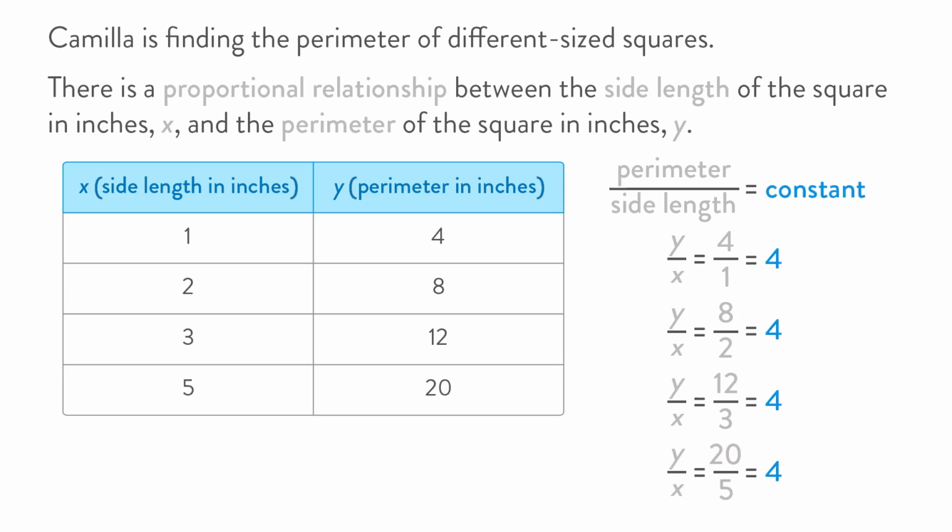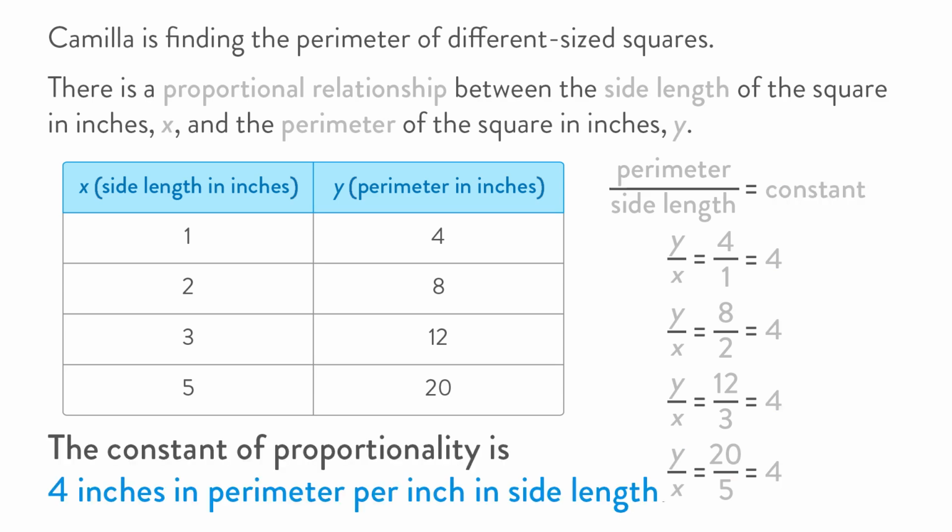The ratio for each pair of x and y values is 4, so the variables have a proportional relationship. The constant of proportionality is 4 inches in perimeter per inch in side length. That's not so bad. I think we can do this. Let's try out a few real-world examples and see if the relationships are proportional.